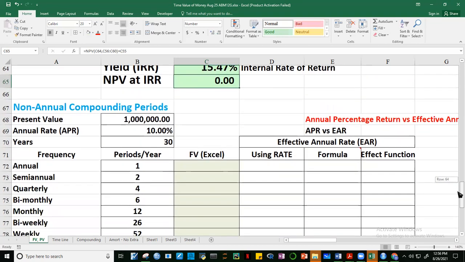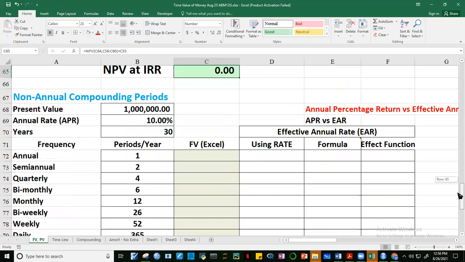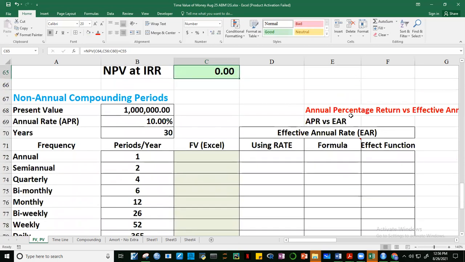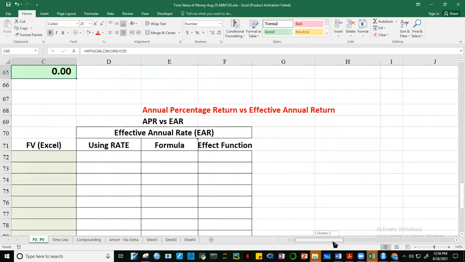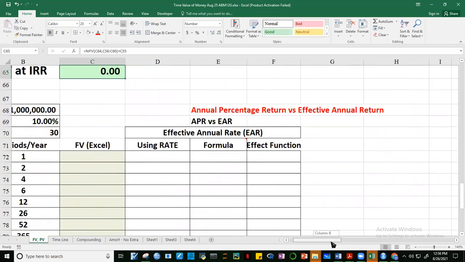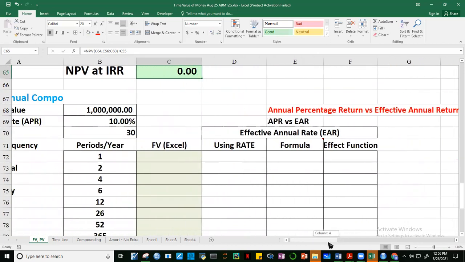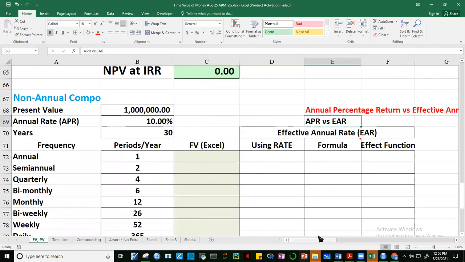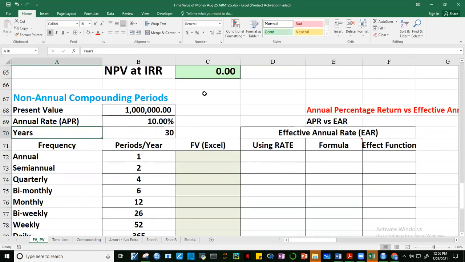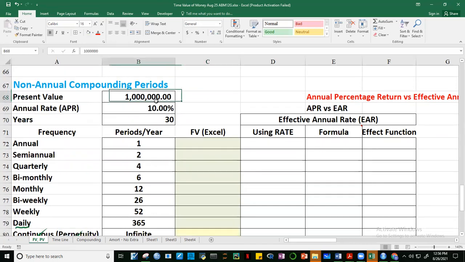Okay, so today, guys, we're going to learn the concept of annual percentage return versus the effective annual return or effective annual rate, APR versus EAR. Okay, and then we're going to look at it through an example. Okay, so let's suppose, guys, that we have 1 million now, and we'd like to put this in an investment for 30 years in an investment vehicle that earns 10%.